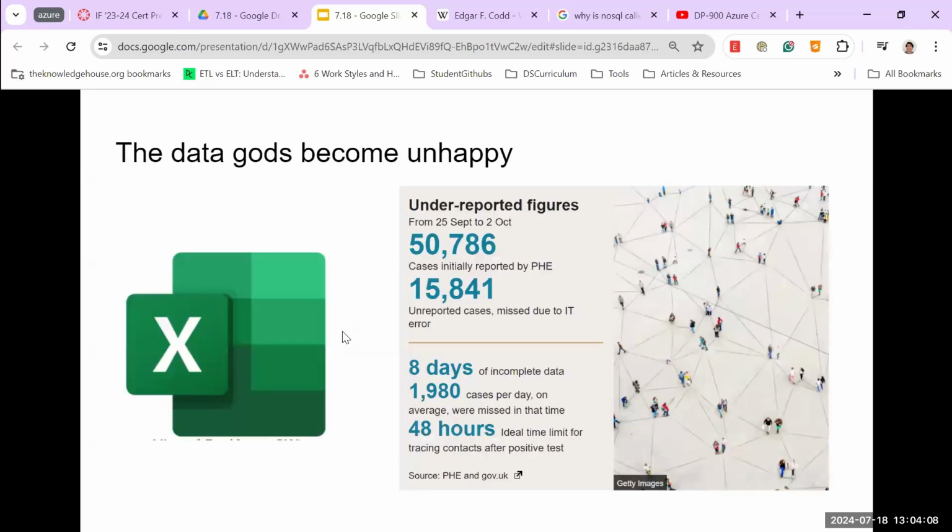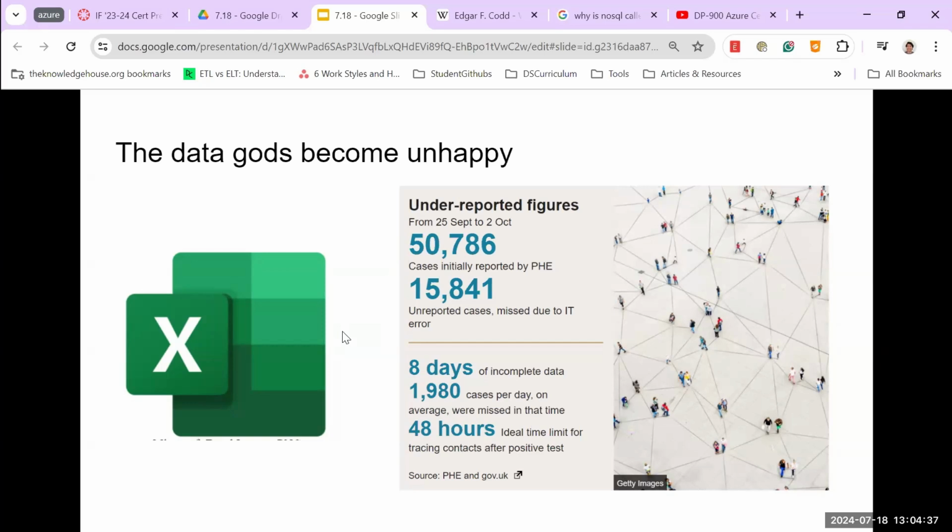What happens when we don't listen to good ideas? Well, we unfortunately use the wrong tool. And when we use the wrong tool, systems fail for one reason or another. An example was back in 2020 when the UK Health Ministry was doing contact tracing, and they stored their data in Microsoft Excel 2011 edition, I believe.